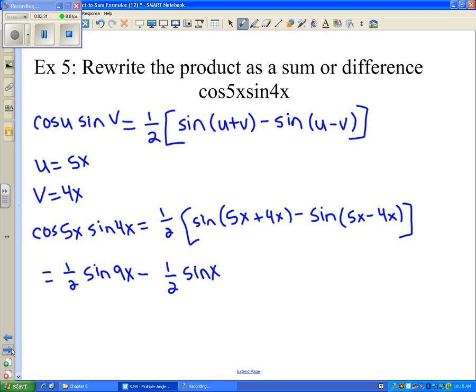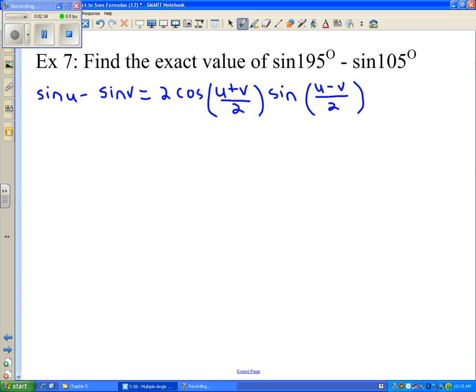Let's go ahead and look at one more example. And this one asks me to find the exact value of the sine of 195 minus the sine of 105. Notice that here I have a difference, so I am going to want to go from a difference to a product because these are not on my unit circle. And in order to get the exact value, I have to have something on my unit circle. So I'm hoping that when I take this difference formula and make it a sum formula, that these values will be on my unit circle.